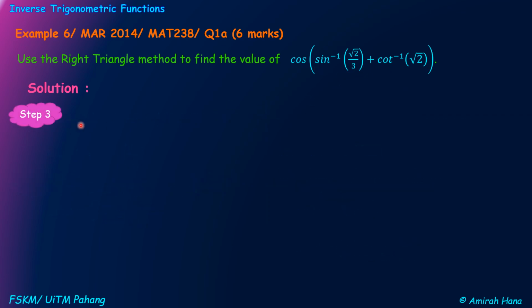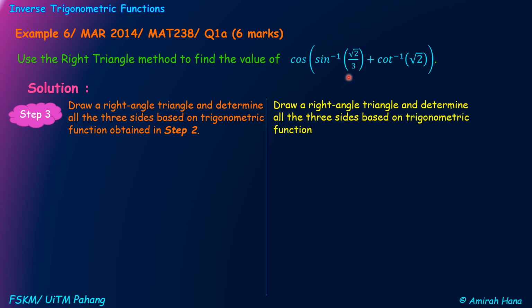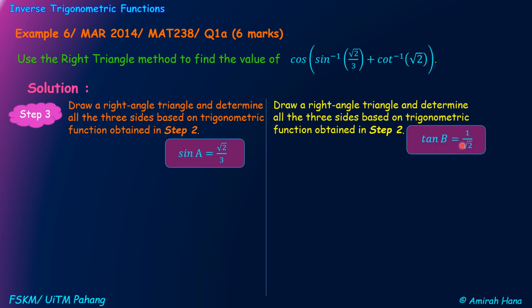Now we continue with step 3. Draw a right angle triangle and determine all the three sides based on the trigo function obtained in step 2. Since from the given question we have two inverse trigo functions, we need to draw two right angle triangles. From step 2, we found sine A equals sec2 over 3 and tangent B equals 1 over sec2.